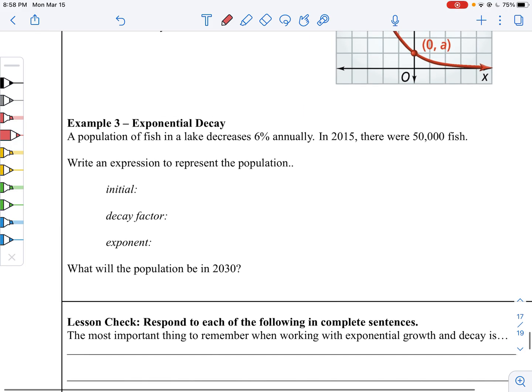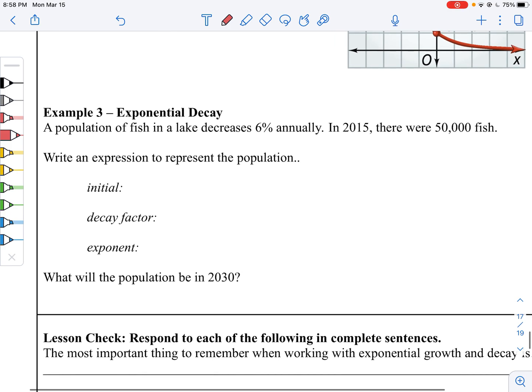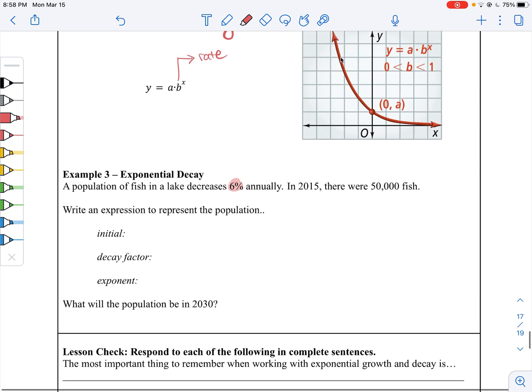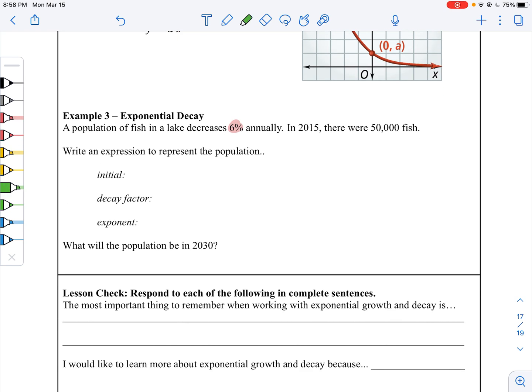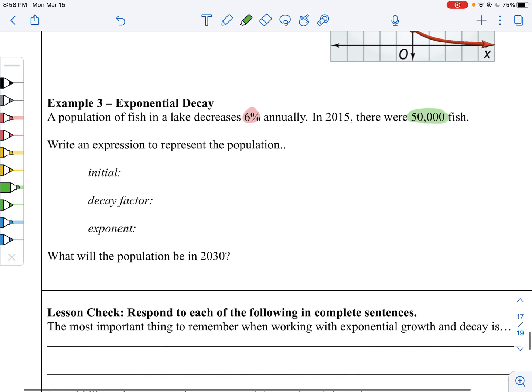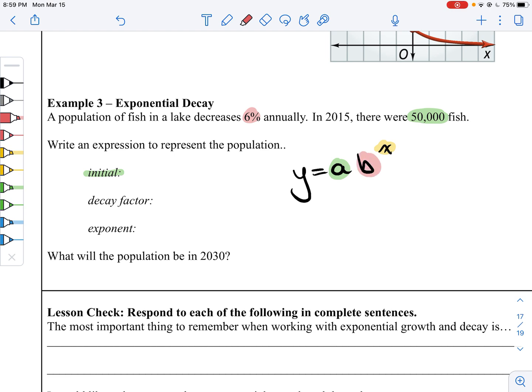So let's say, in a sad twist of fate, you have fish that are dying off, rip. They decrease by 6% annually. This does not mean that our decay factor is 6%, but we'll get there. In 2015, there were 50,000 fish. So, how can we represent this population? Well, let's start with our y equals a times b to the xth power. Remember, a is going to be our initial amount, b is our rate, our decay factor, and our exponent is just always x. Or you could have made it t if you want, t for time. I'm just going to make it x. Okay, we'll say x is years after 2015.